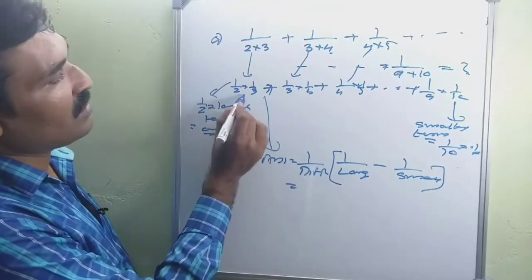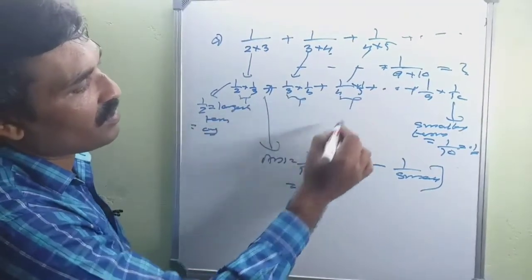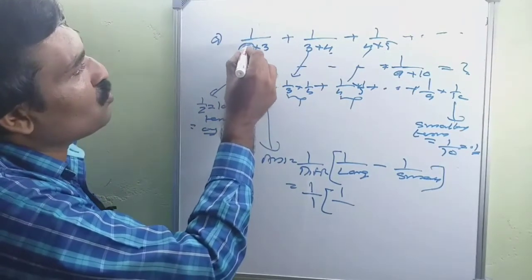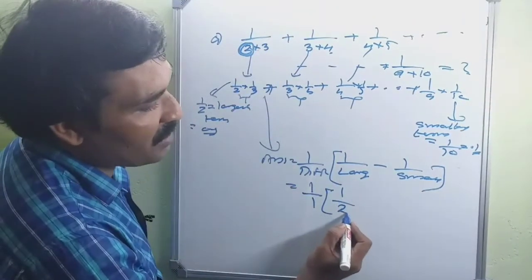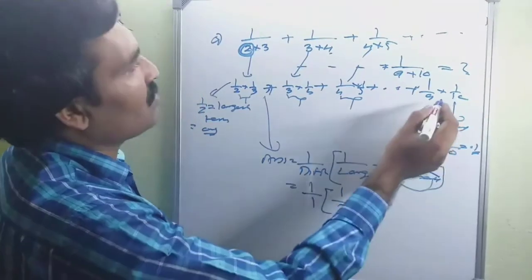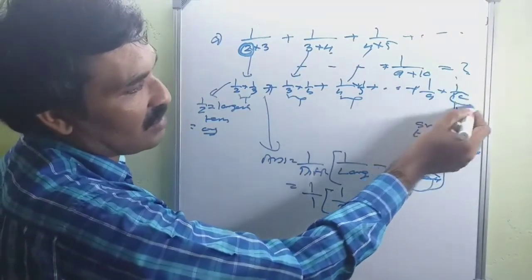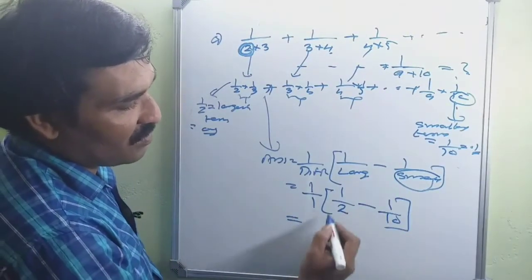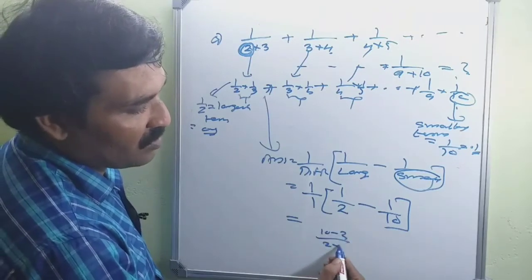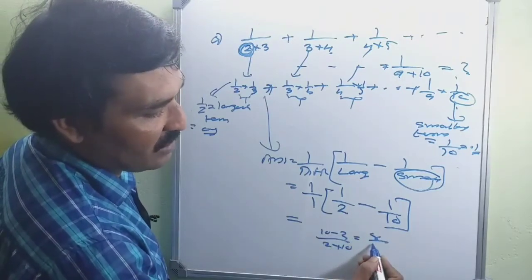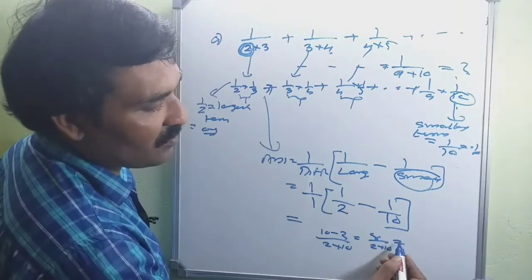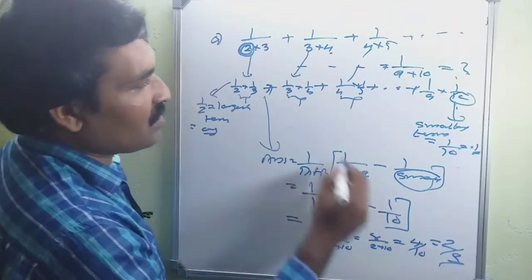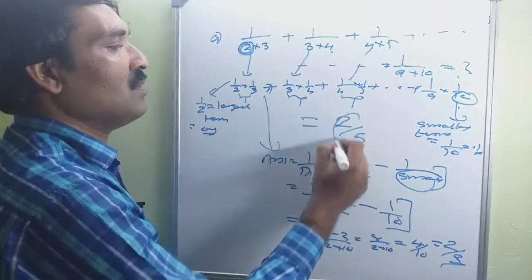So the difference is equal to 2 and 3, 1, 3 and 4, 1, 4 and 5, all are 1. 1 by 1 into... What's the largest number? The largest number is 2. So 1 by 2 minus, and the smallest number is this 1 by 10. So that is equal to 1 by 2 minus 1 by 10. So we get 10 minus 2 by 2 into 10. That is equal to 8 by 2 into 10, 4 by 10, that is equal to 2 by 5. So the answer is equal to 2 divided by 2 by 5.